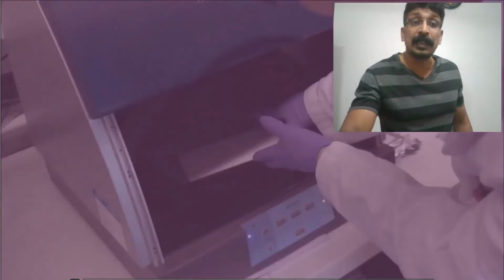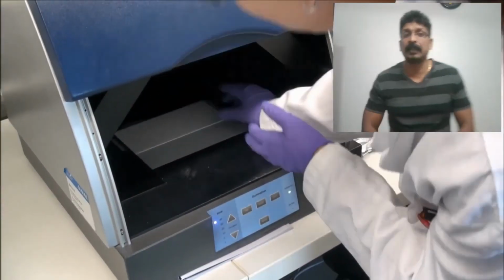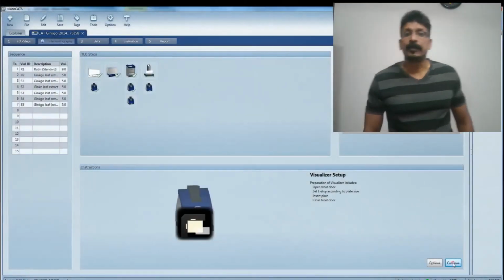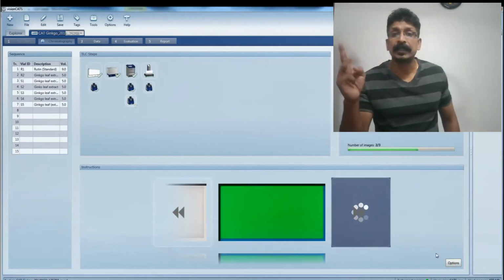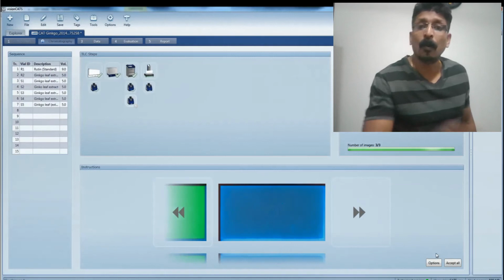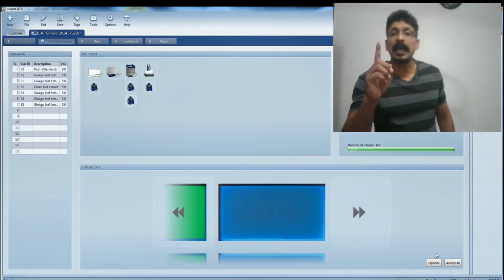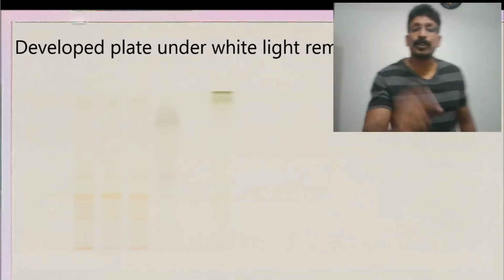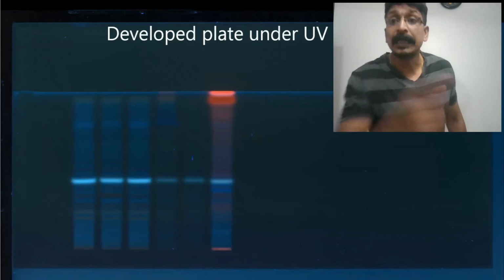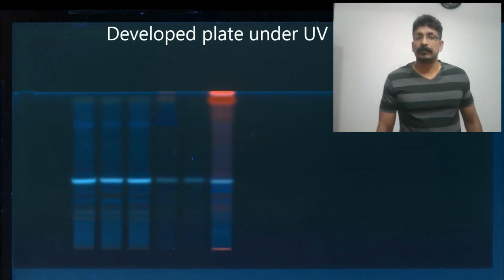So she is keeping the plate inside the chamber, closing it, and going to the computer and taking the pictures of the three. First one she got from white light. Second one she got from UV. Third, this is from white light she got this picture. And this is from UV 254 nanometer. And the next one is from UV 366 nanometer. Understand? So three pictures have been taken.